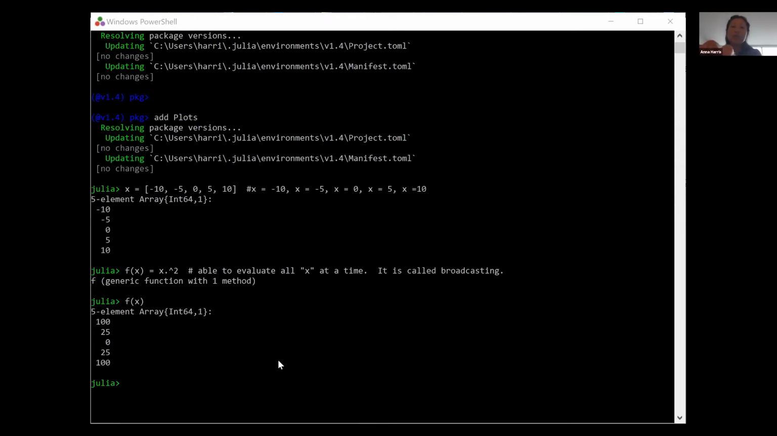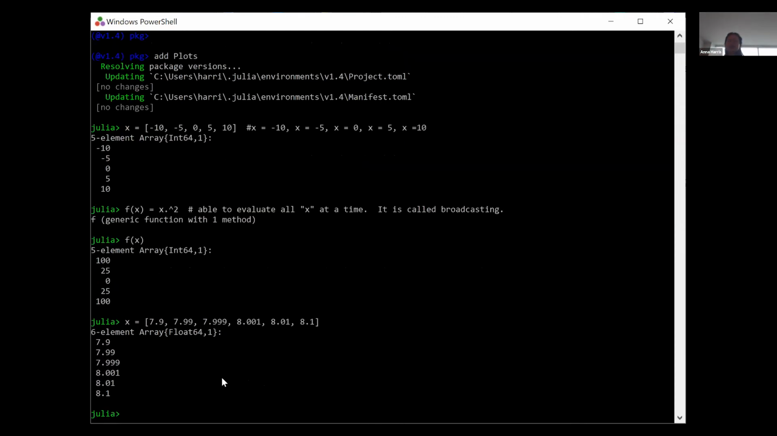So Julia, first thing first, I'm going to give you my new x values. What are my new x values? 7.9, 7.99, 7.999. I'm not going to put 8, because remember 8 is the number that I'm trying to figure out. That's the limit that I'm going to do later. So I'm not going to put that. I put 8.001, 8.01, and 8.1.